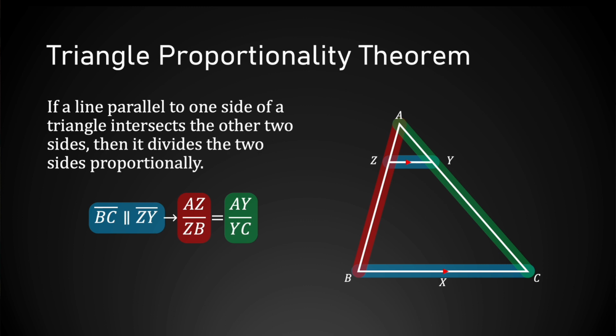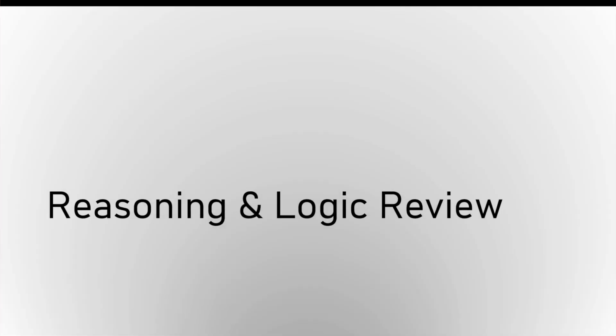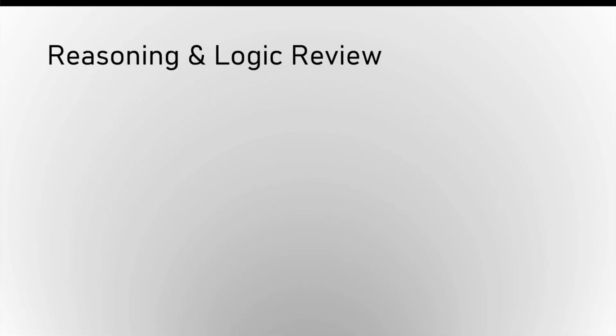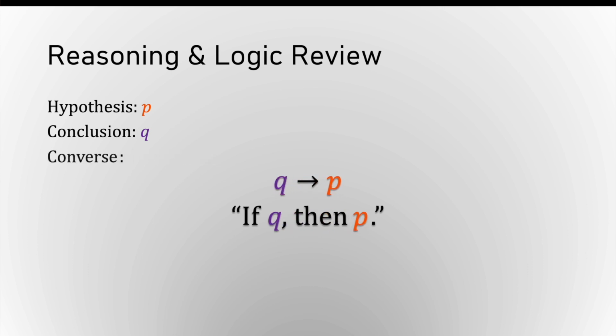Now for the next theorem, we need to recap something from Unit 3 when we talked about reasoning and logic. Conditional statements have a hypothesis and conclusion, which we write symbolically as P and Q. The conditional statement takes the form if P, then Q. The reason we're reviewing this right now is because we're about to use the converse of the triangle proportionality theorem. If you don't remember, the converse takes the form if Q, then P.